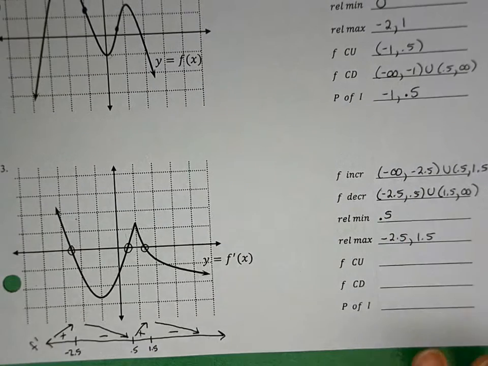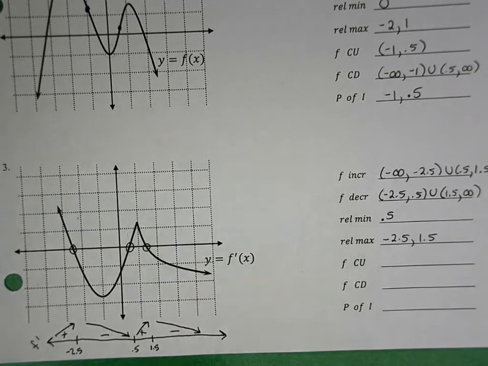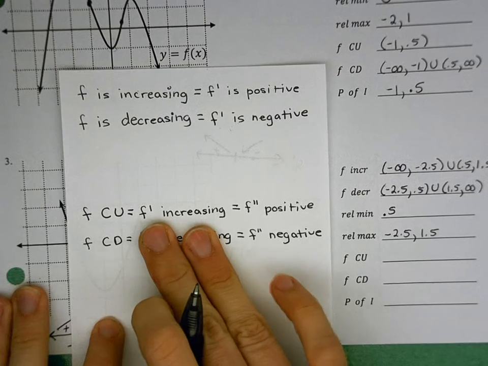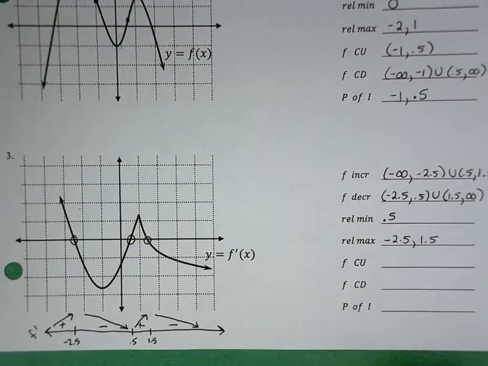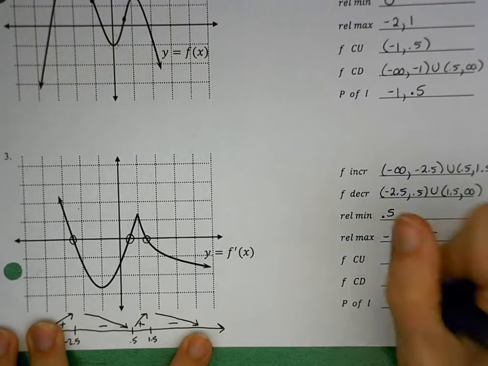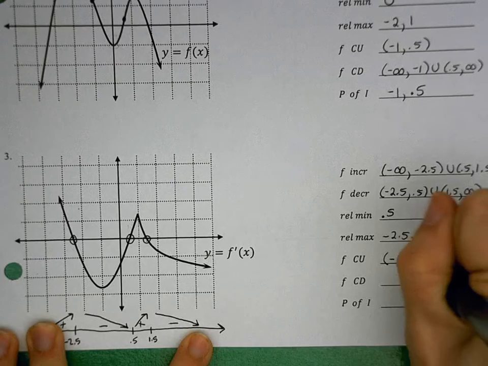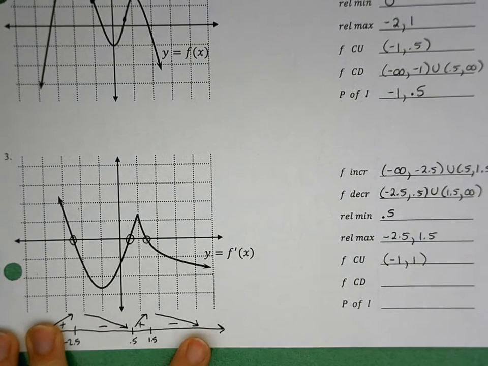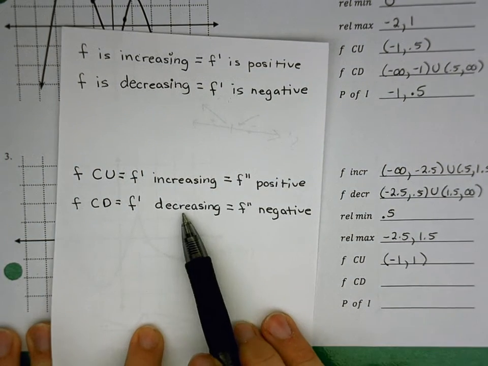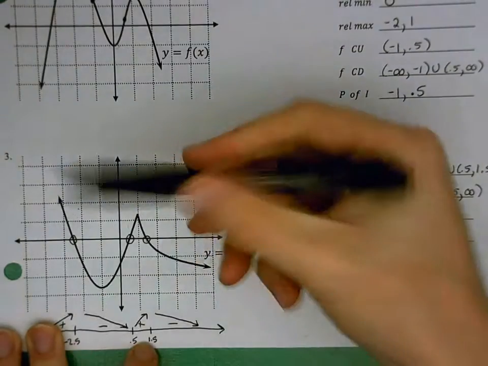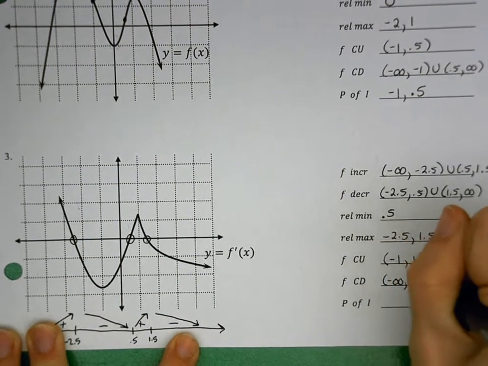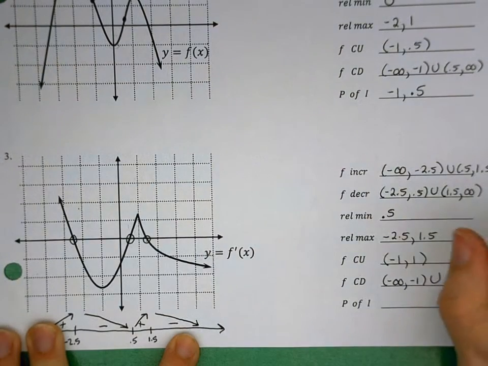Okay, last three. Concavity, f is concave up. Remember, f is concave up when f prime is increasing. So where is f prime increasing? F prime is increasing here from negative 1 to 1. Okay. F is concave down when f prime is decreasing. And f prime is decreasing here from negative infinity to negative 1 and from 1 to infinity.